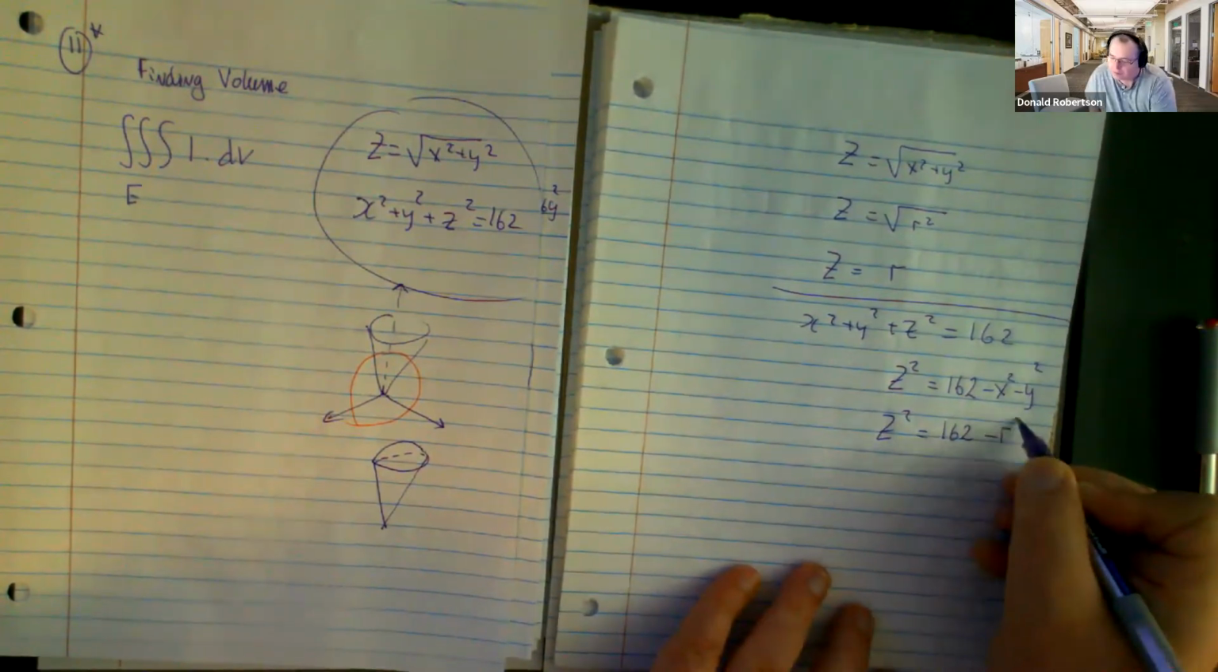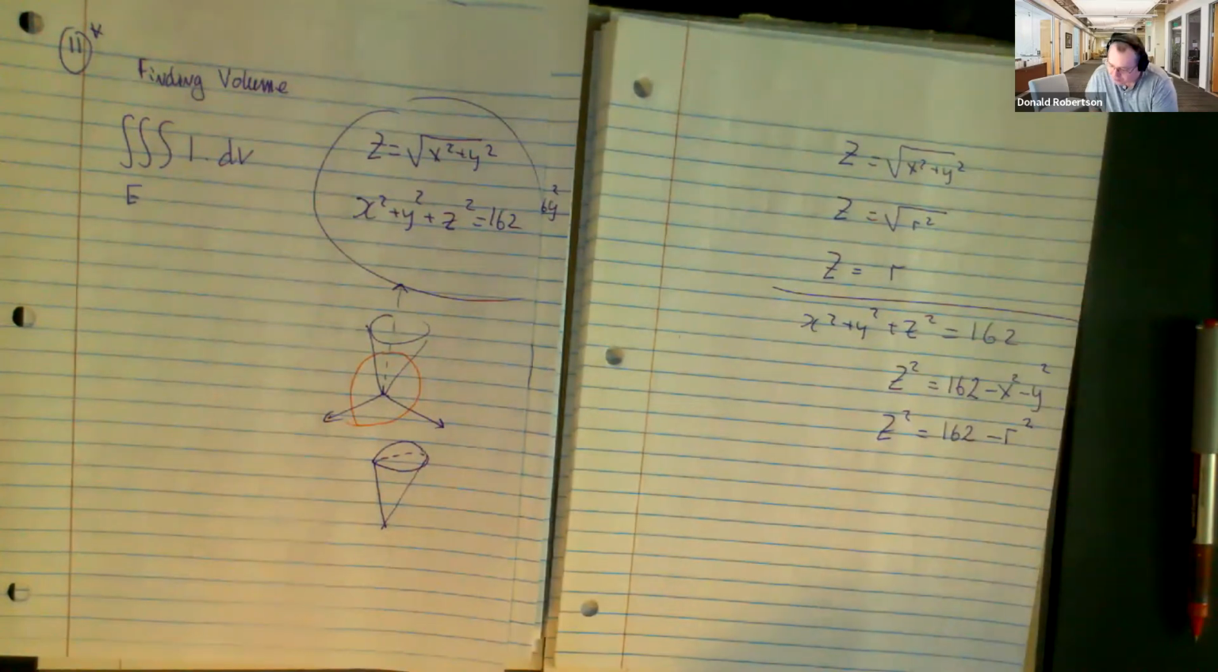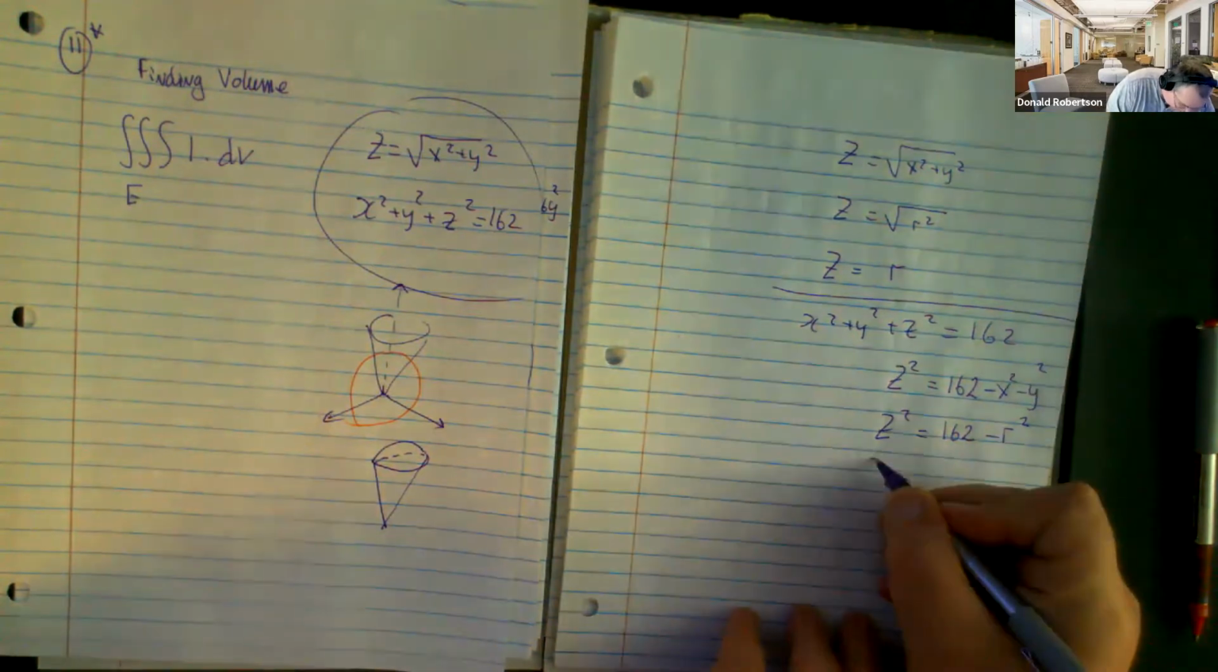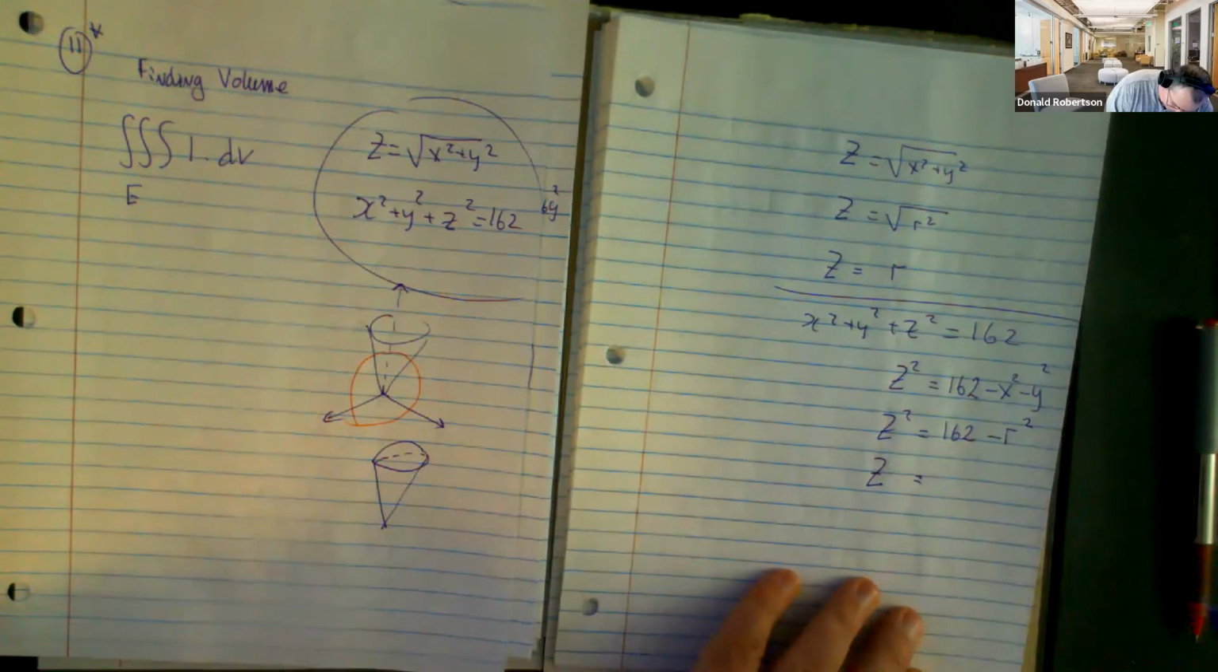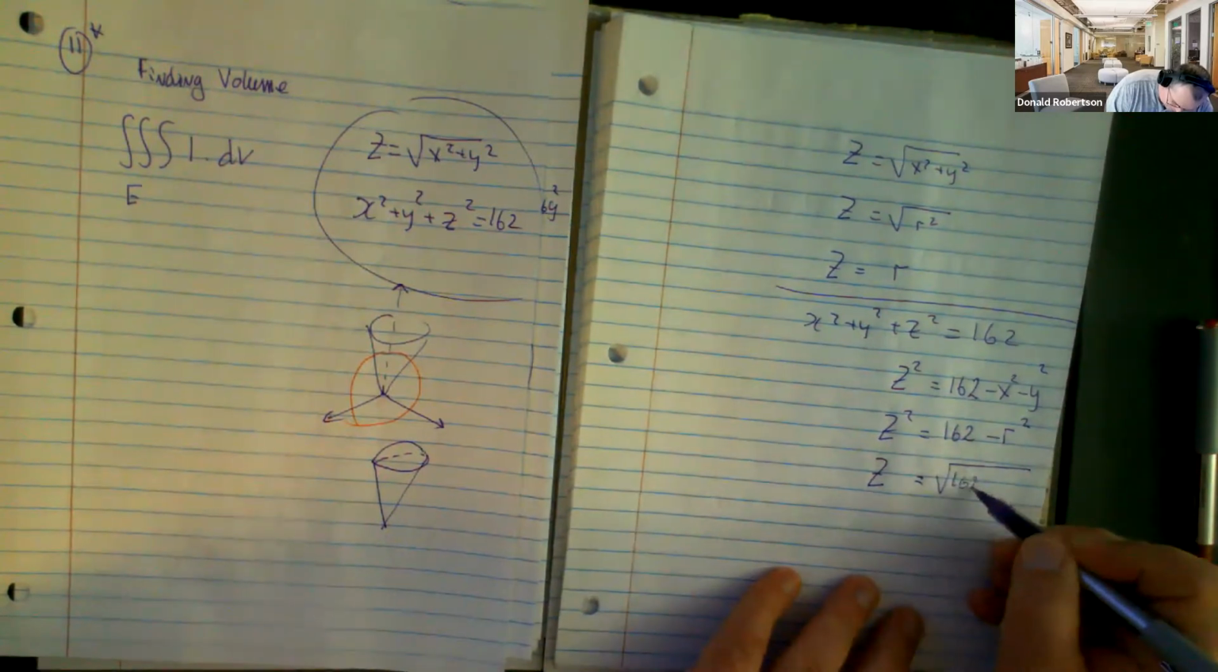Are we comfortable? Remember, z cannot be having x's and y's in it, right? Z can be numbers or things with r. I don't think I've ever seen a question where it's got theta, but again, theoretically, it could have a theta in it. Which means that we now have to put this guy into that guy.